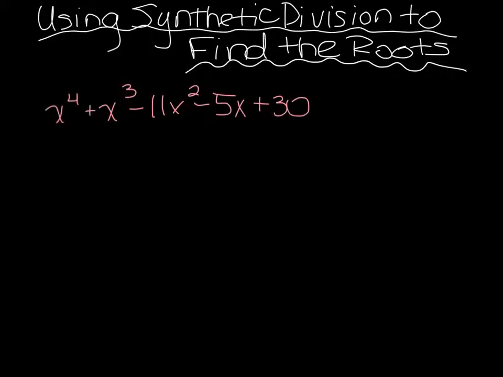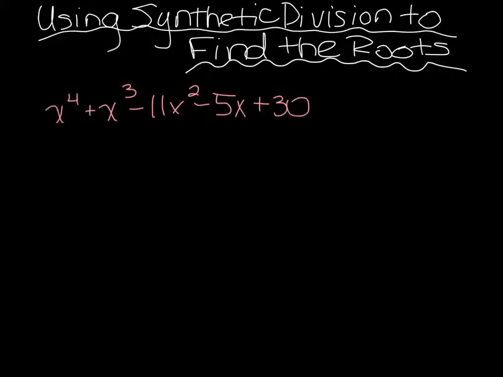To use synthetic division to find the roots, we first need to find out what a possible real rational root is of this polynomial. In order to do that, you can type it into your calculator and try to find a zero that way, or we can look at the first term, the leading coefficient, which in this case is just a 1, and the last term, which is a constant, which in this case is a 30. That's going to give us all of the possible rational roots.